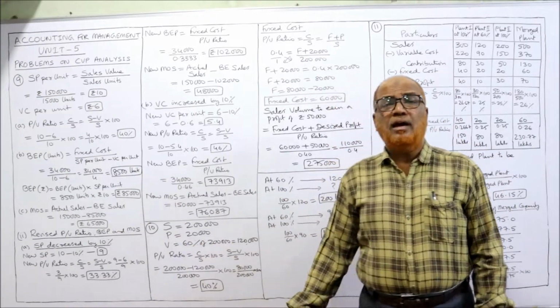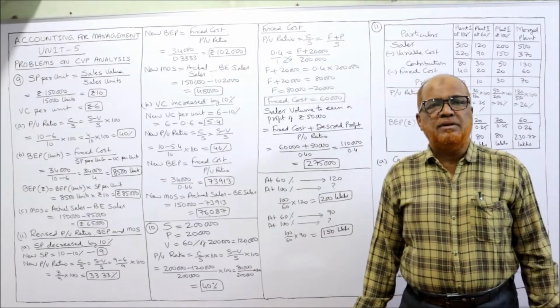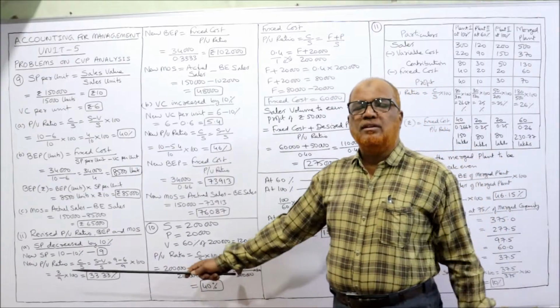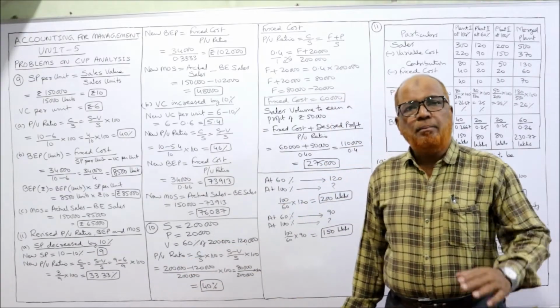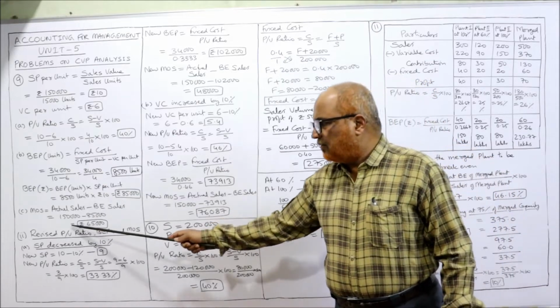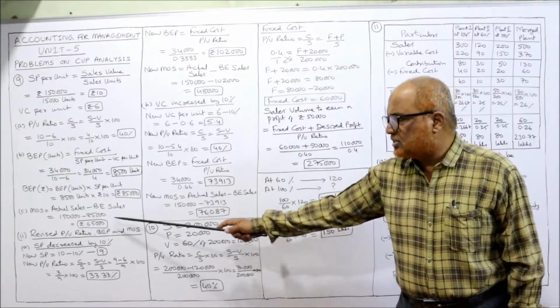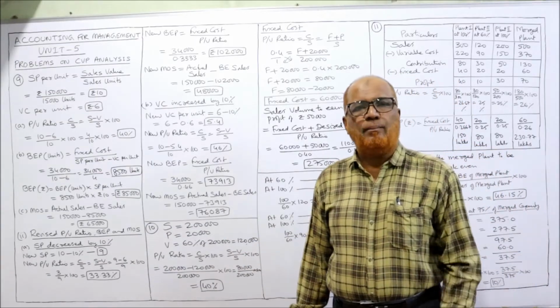Last one, MOS, margin of safety: actual sales minus BP sales. Actual sales given in the problem is 1,50,000 and break-even sales is 85,000, which we have just calculated. So 150 minus 85, you will get 65,000 as the margin of safety. First part we have completed.